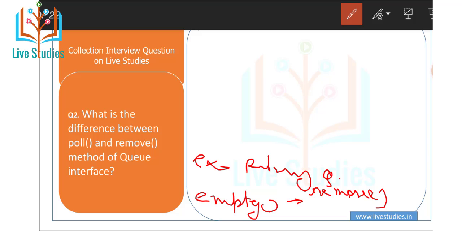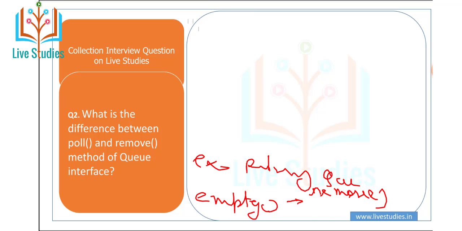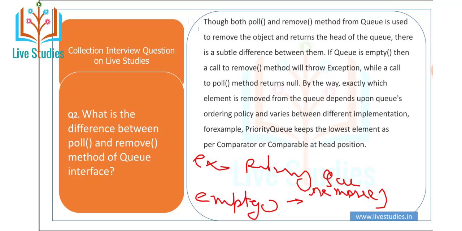Priority queue keeps the lowest element, as per the comparator, at the head position. Okay. Move to another question.